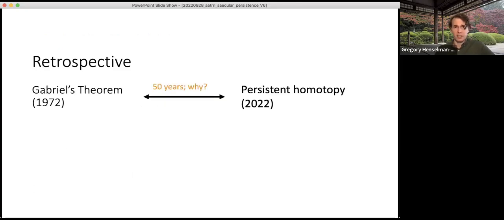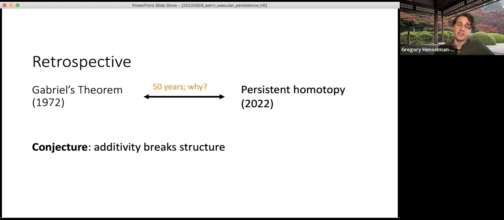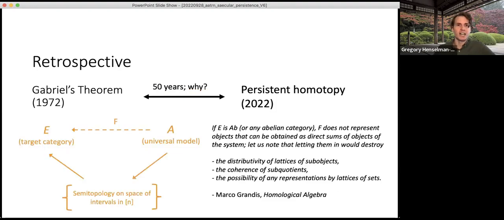And it's worth taking a minute to reflect that Gabriel proved his first version of the decomposition theorem for linear coefficients back in 1972. And it took 50 years to get to the point of decomposing persistent non-abelian groups. And it's reasonable to ask why. Why did it take so long? I don't think it's necessarily because people didn't care. I think people find ways of caring about these things. And I conjecture, you can't say why things didn't turn out a particular way, but I conjecture that part of the reason is that additivity breaks universal structure. And I won't say too much about that, but I'll give some hints.